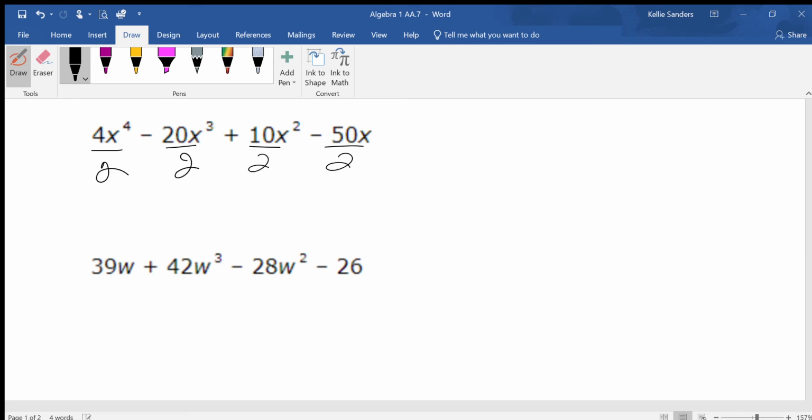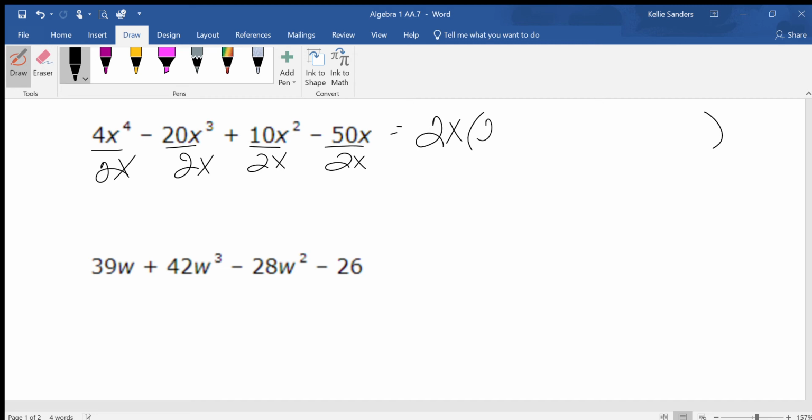But wait. We have 4 x's, 3 x's, 2 x's, and 1 x. Is there an x in all of them? Yes. And so, how many is in all of them? 1 x. So, we have to take out the 2x. We have to divide everything by 2x before we even begin the process.